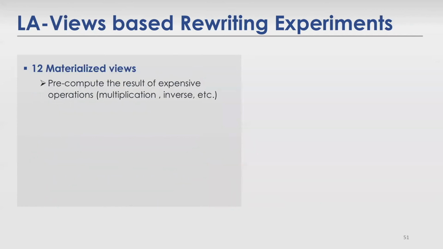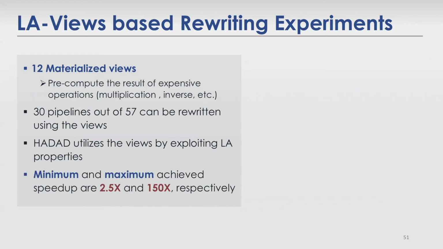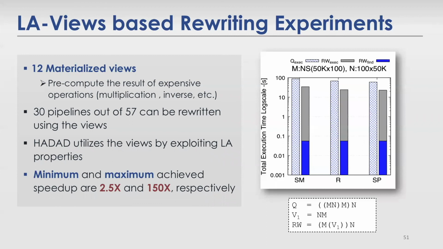As for the linear algebra view space rewritings, we have defined a set of 12 views that pre-compute the result of expensive linear algebra operations. These views can be used to answer 30 pipelines from the workload and can be discovered by exploiting several linear algebra properties. The minimum speedup achieved by utilizing the views is 2.5x, and the maximum one is 150x. For example, consider here one of these pipelines. We have here the matrix chain multiplication pipeline, and the view V1 can be only discovered by exploiting the associative property of matrix multiplication. Existing linear algebra-oriented systems don't exploit the knowledge of views.